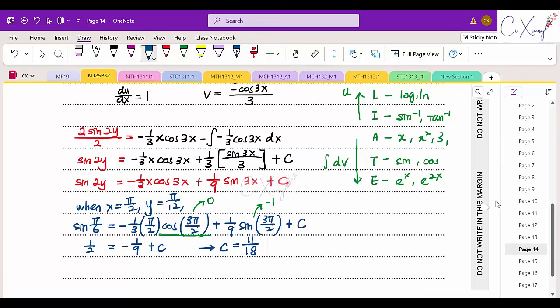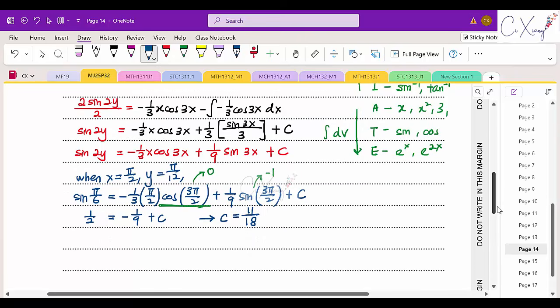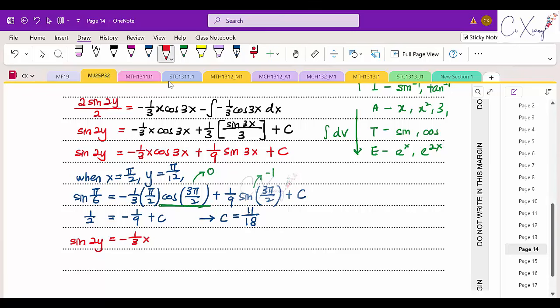Okay, then again, they are asking for the equation that relates x and y, right? So you just need to rewrite your answer one more time with the value of c included. And you will be having sine 2y equals to negative 1 over 3x cos 3x plus 1 over 9 sine 3x plus 11 over 18. Okay, so this is the particular solution for this differential equation.